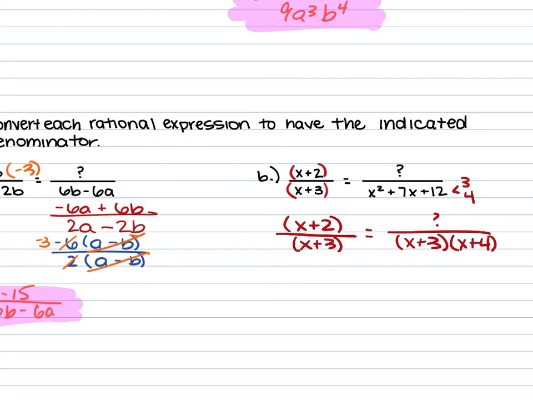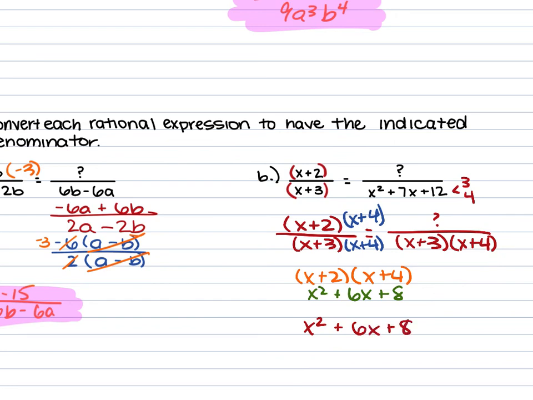So what does the second denominator have that the first does not? The x plus 4. So multiply the top, that x plus 2 by x plus 4. So we're going to have x plus 2 times x plus 4. This gives us x squared plus 6x plus 8. And we're going to put that over x squared plus 7x plus 12.